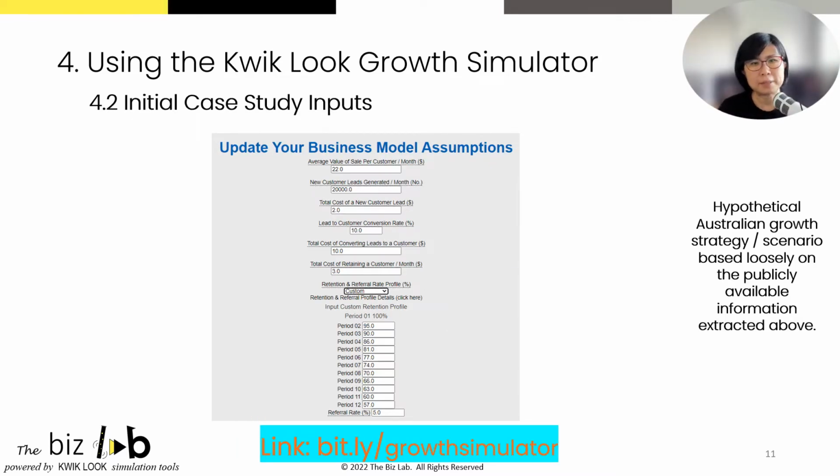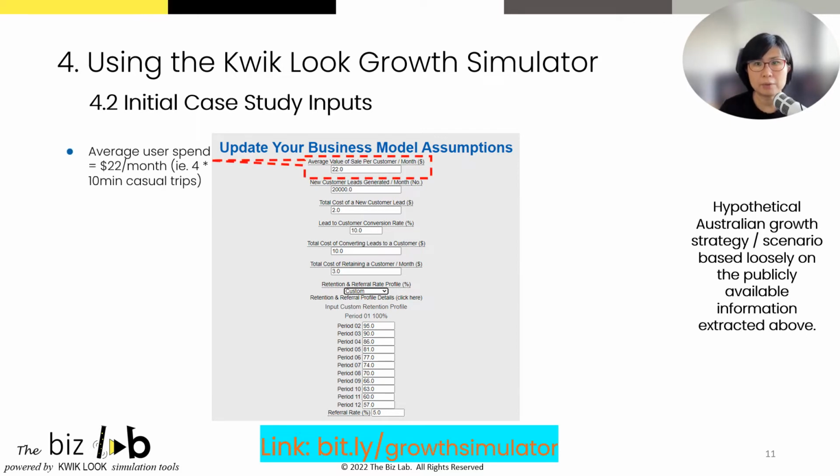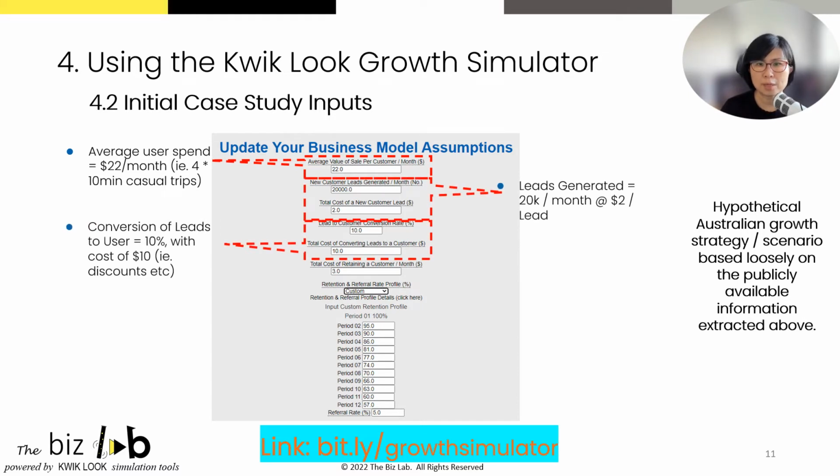So let's recap the numbers. Firstly, we estimated the average value of sale as $22 per month. For the number of new customer leads generated per month, we are assuming it to be 10% of 20,000. This is very conservative compared to the 10,000 who signed up in one of the launch cities.